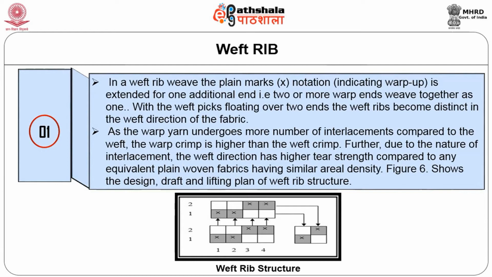Figure 6 shows the lifting design, draft and peg plan of the weft rib structure. In this figure, you can see that the weft mark is extended to 2 additional warp ends, and again you require 2 heald shafts to operate this, and the design is very similar to the basic plain weave. The lifting order is similar to the plain weave.